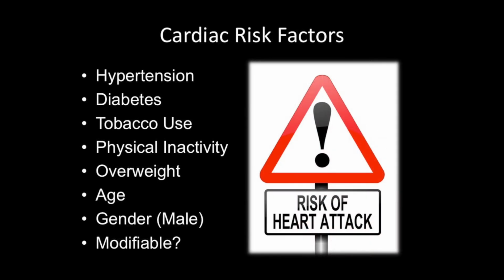So there's risk factors. Some of them you can change, some of them you can't change. So you can't really change your age, right? That is a risk factor. The older you are, the more likely you are to have cardiac issues. Hypertension, diabetes. Some of these are illness processes that you cannot change, but you can manage. And you can manage them well, or you can manage them poorly. Tobacco use you can change, physical activity you can change, hopefully you can lose weight if you need to. So some of these are modifiable, some of these are not.